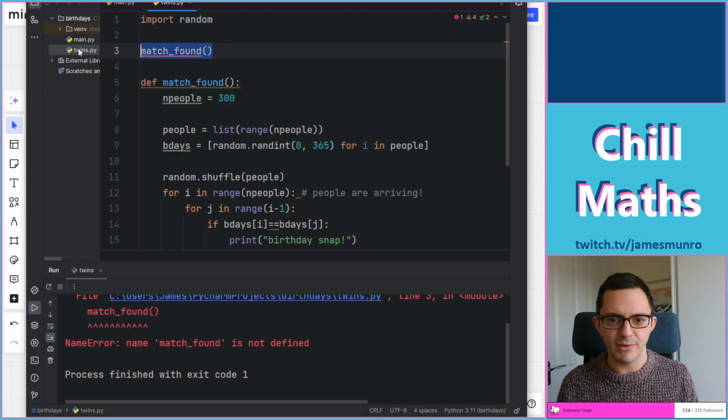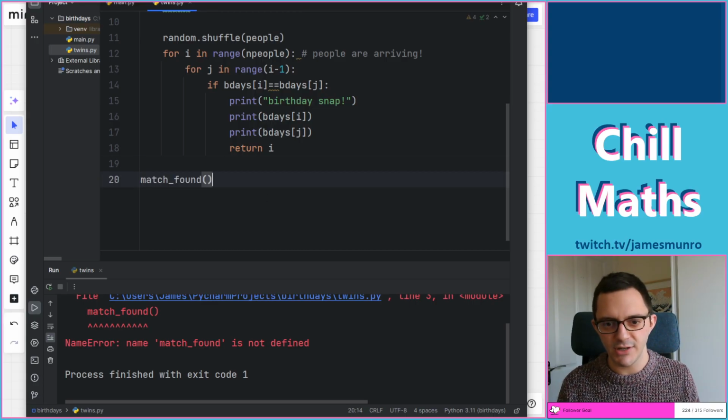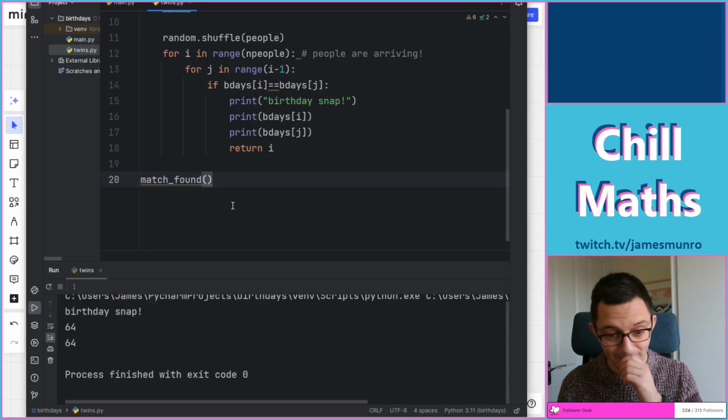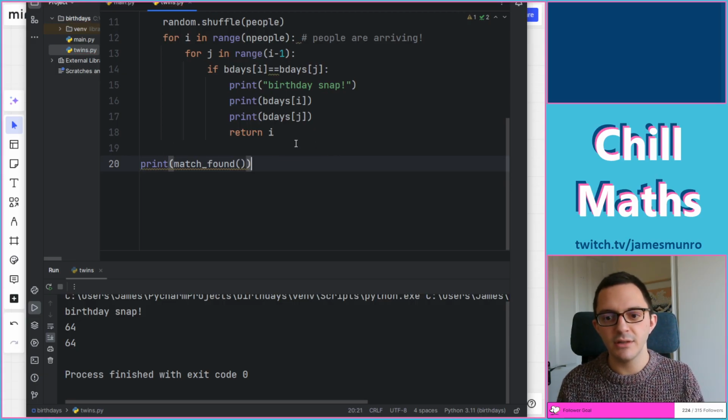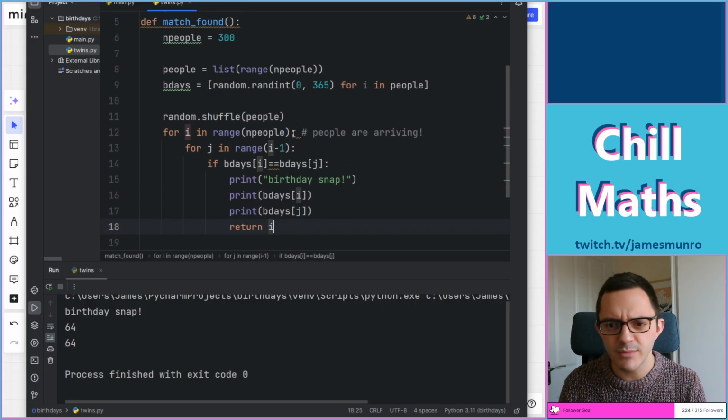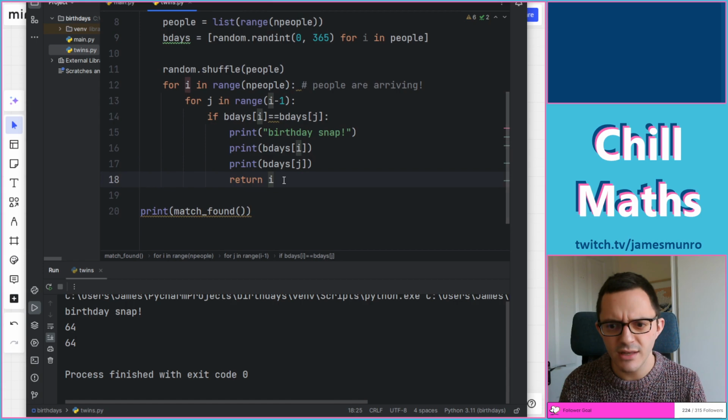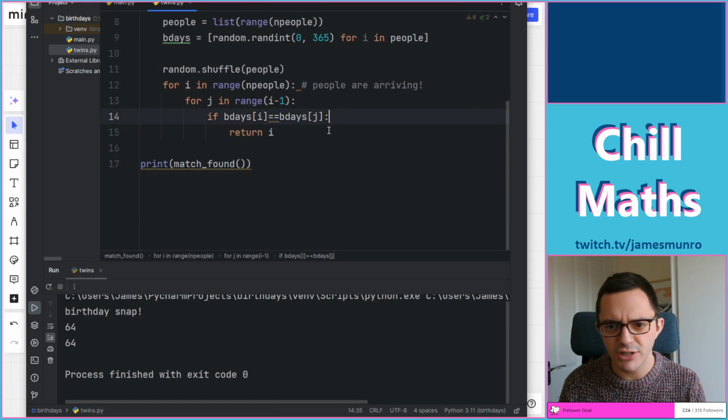And now it's unhappy with me because you're supposed to declare the function first and then call it afterwards. So now it's saying birthday snap 64 and it's returned this. It's not doing anything with the number down here, is it? I'm supposed to print it down here if I actually want the number. And that's sort of how long it took to find 2 people with the same birthday in this case, I think. So get rid of that shouting.